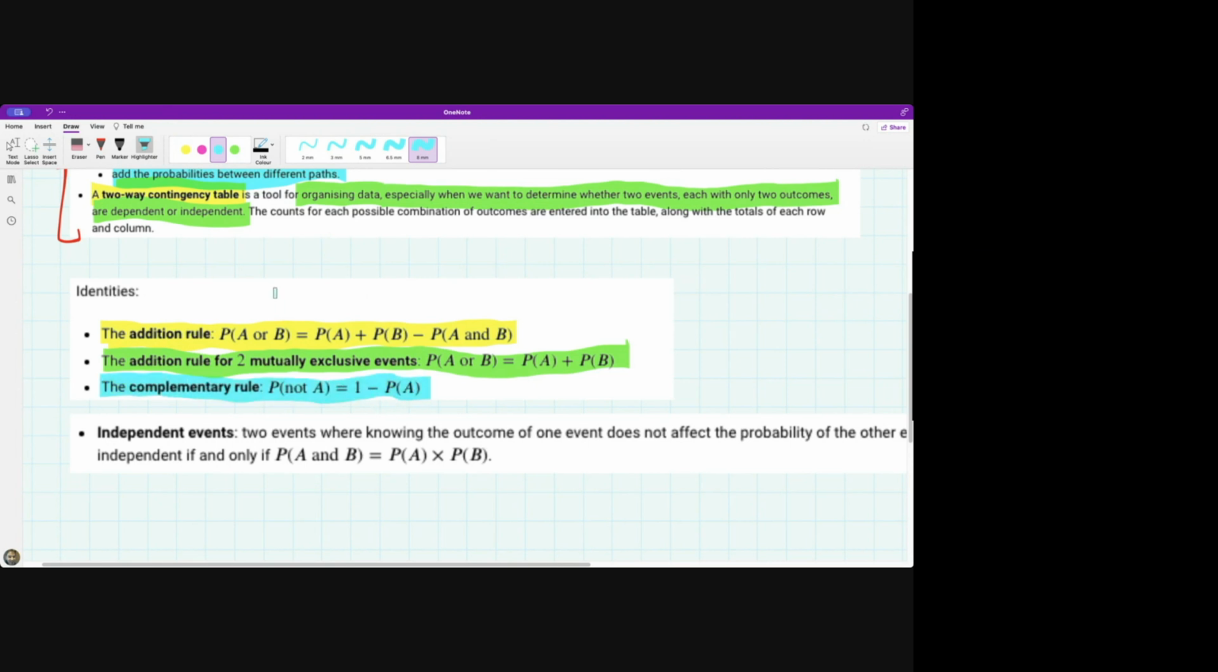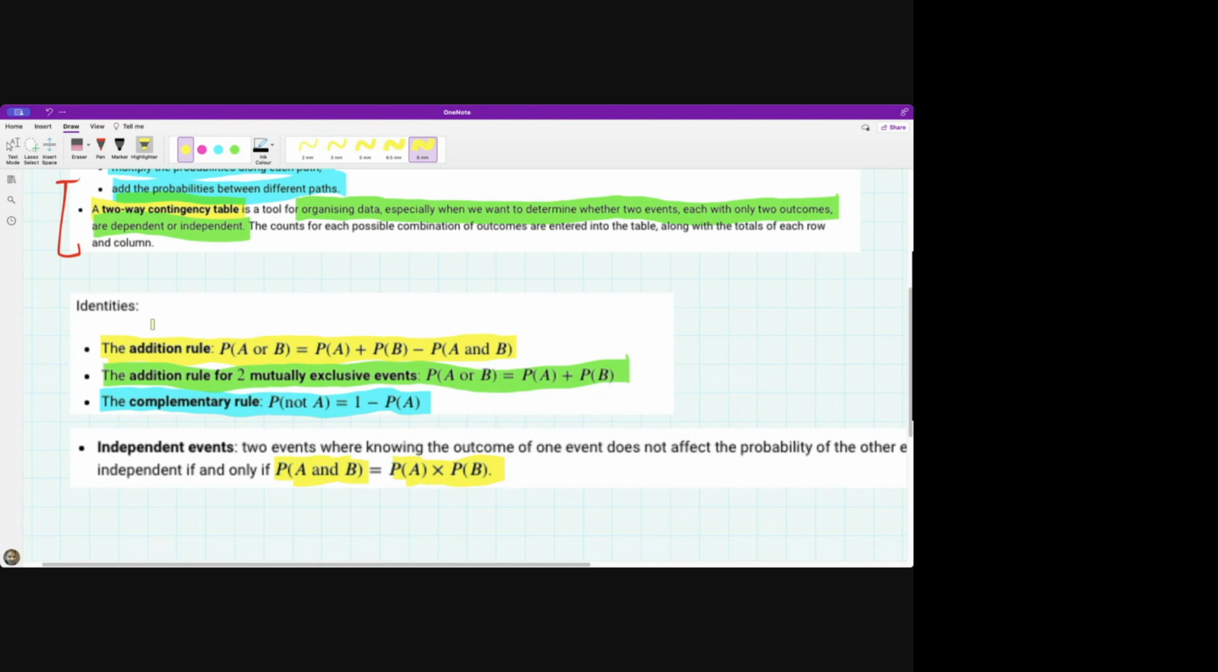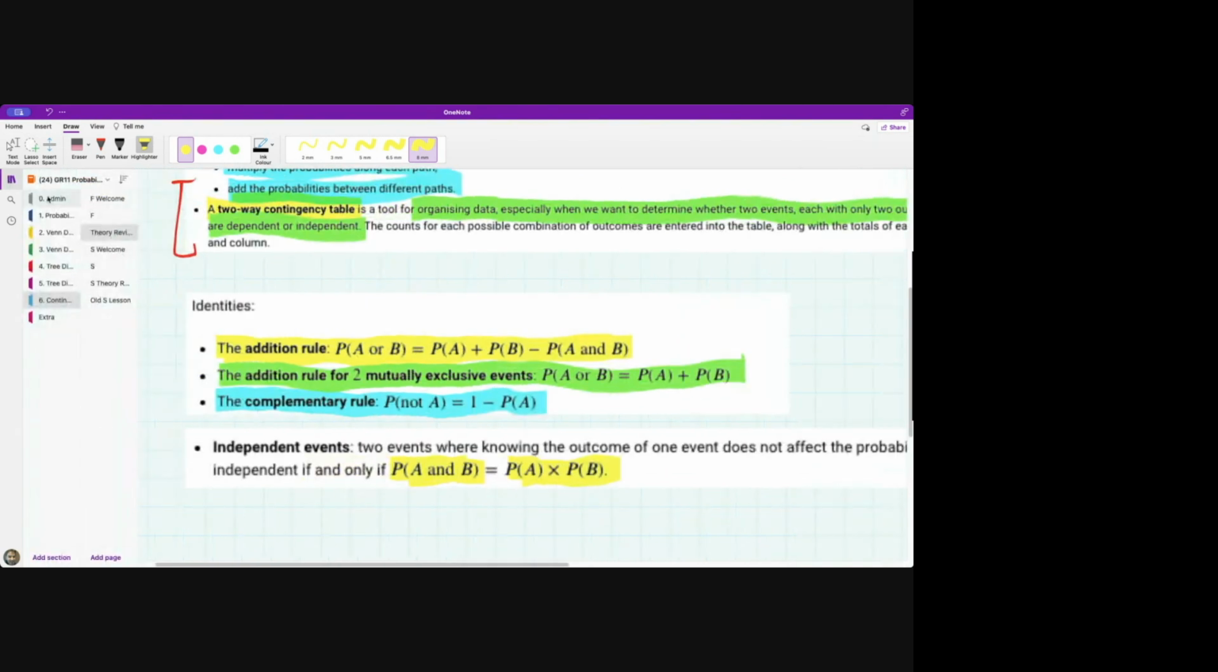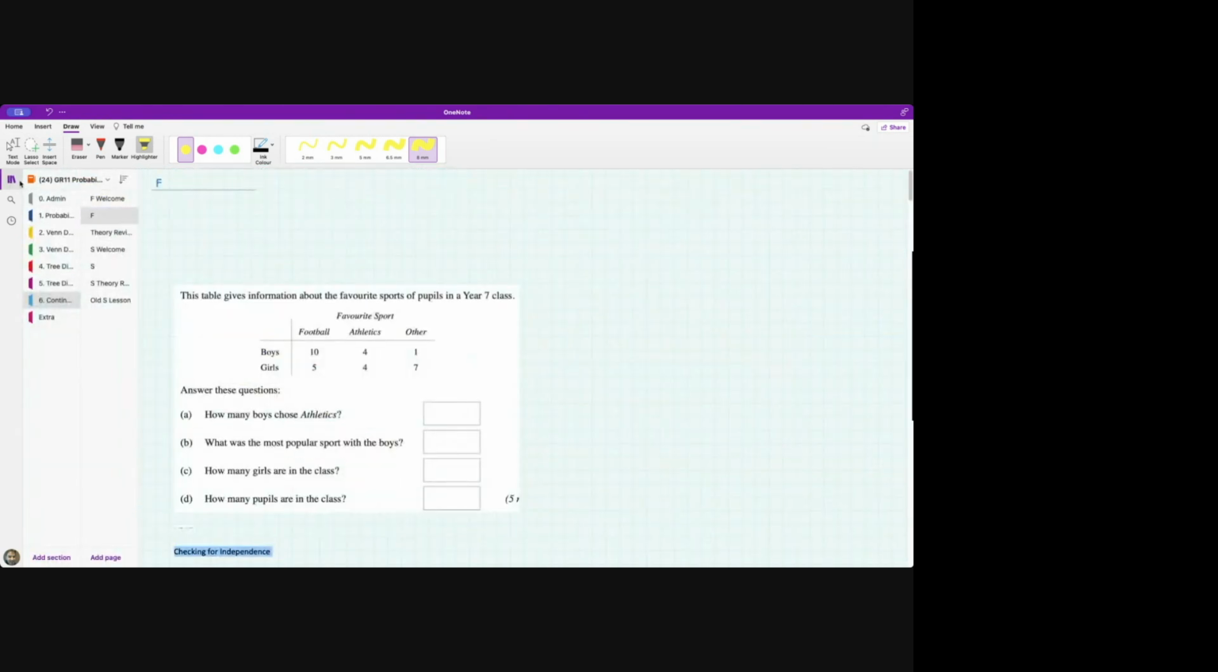And the one that's going to get a lot of airtime today is, if we want to check if two events are independent, we look at whether the probability of A times the probability of B is the same as the probability of A and B. You're going to see this come up a lot today. Maybe I've had a bit too much theory to start with, but I wanted to give you a feel for the ideas that are going to come up in today's lesson. So let us go to the lesson.